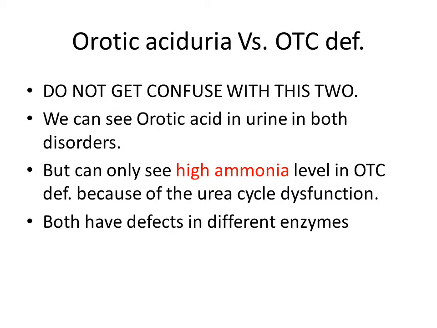So lots of people get confused with these two, orotic aciduria and OTC deficiency. So do not get confused with these two. We can see orotic aciduria in both disorders, and can only see a high ammonia level in OTC deficiency because of the urea cycle dysfunction, that we are going to see in my future videos of ammonia. So keep in mind that both have defects in different enzymes.